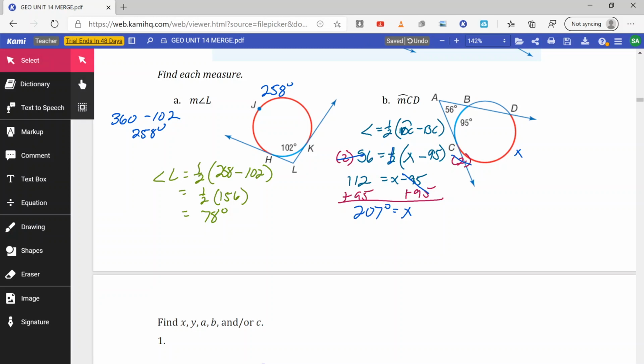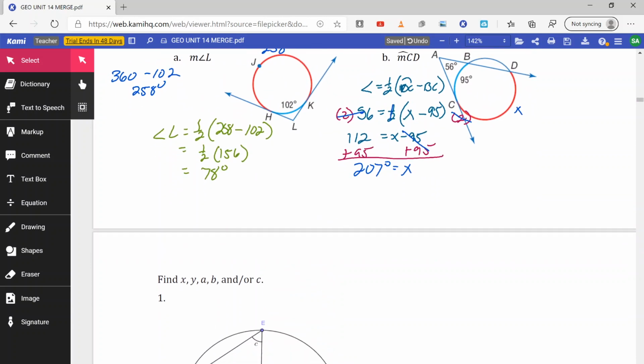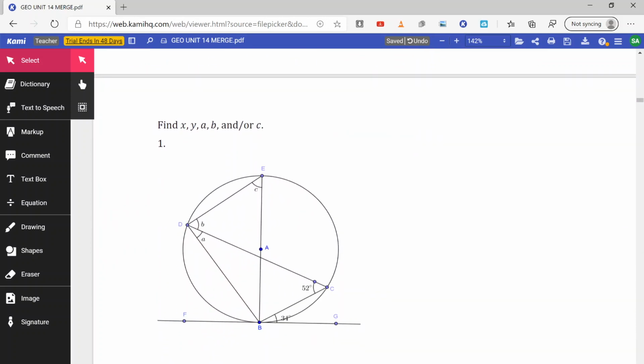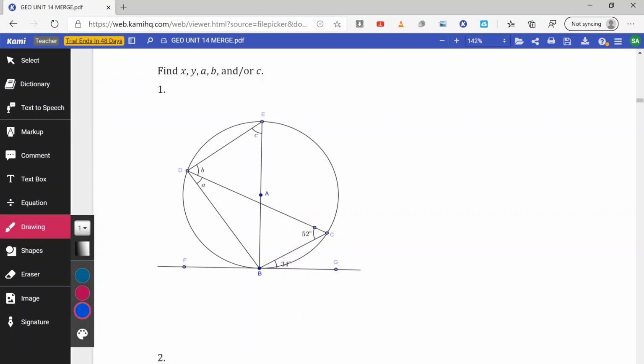Then we can use what we've learned so far, inscribed angles, intersecting on the outside. We can figure out measures of angles within circles in a more complex figure like this. Find x, y, a, b, and or c. Here we're given angles a, b, and c, and solid measurements of 52 degrees and 34 degrees. So what we want to do is start labeling off things that we know.